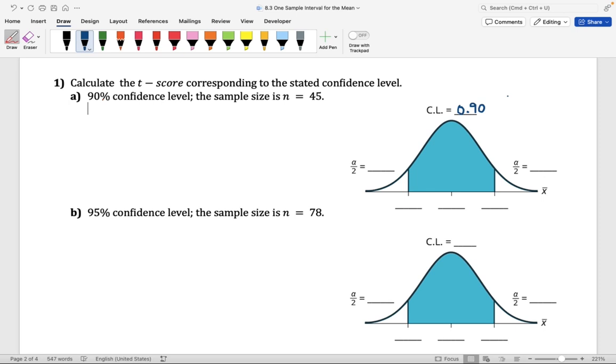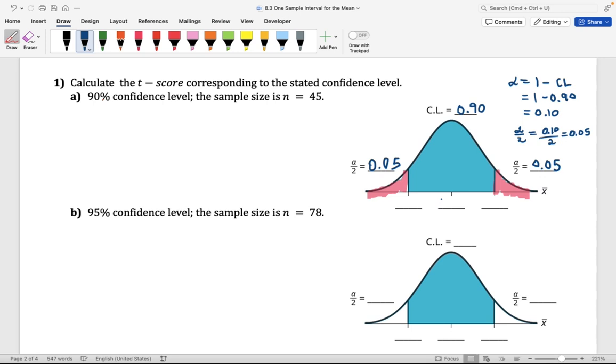Now, what about alpha? What is your alpha value? Well, remember, alpha is always going to be 1 minus CL. In this case, we have 1 minus 0.90. So our alpha value is 0.10. Again, that alpha value is the area on both of the tails. Here, when we're finding the t-score, we need the area on one of the tails. We need to take alpha divided by 2. Here we have 0.10, that's the value of alpha, and we're dividing it by 2. So we're getting 0.05. That is the area on each of the tails, 0.05.